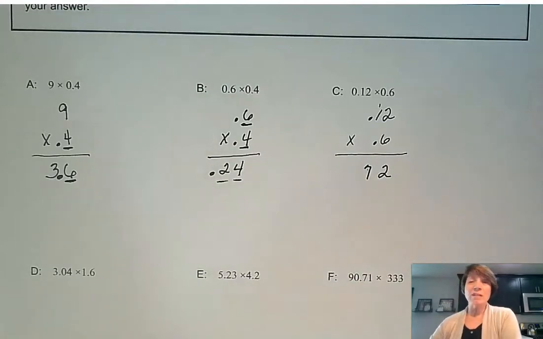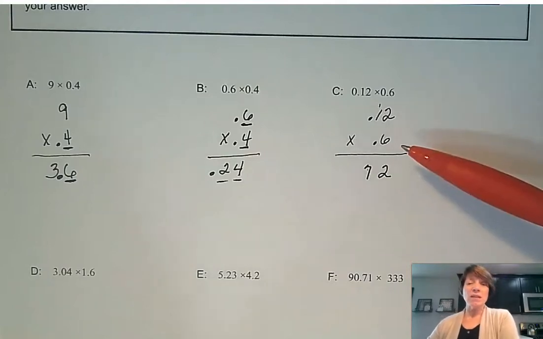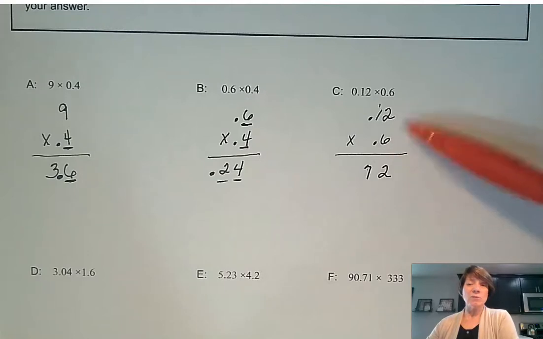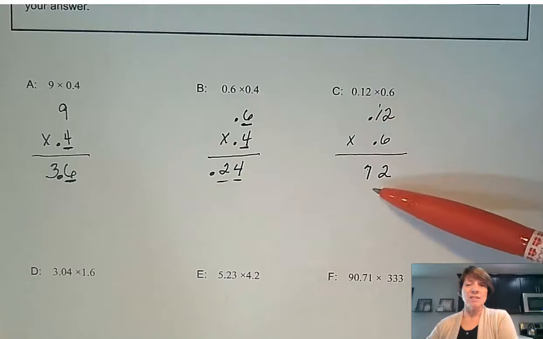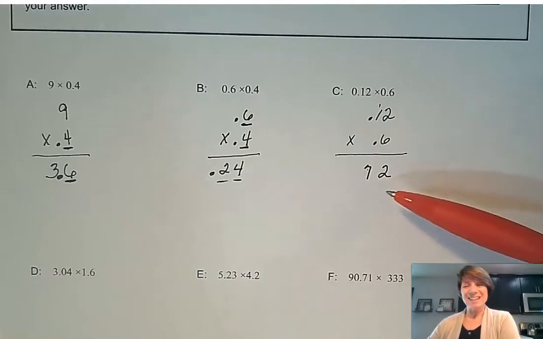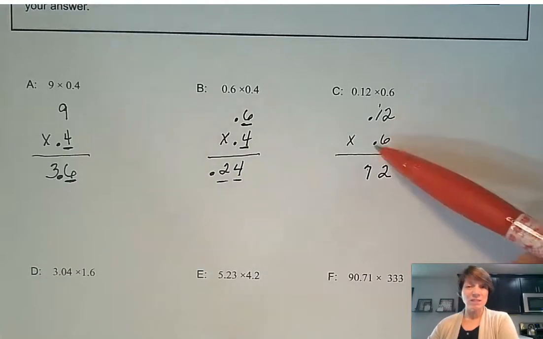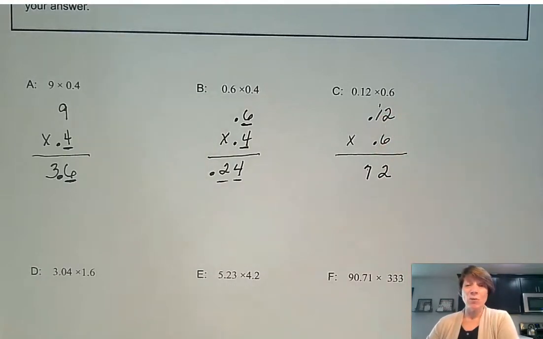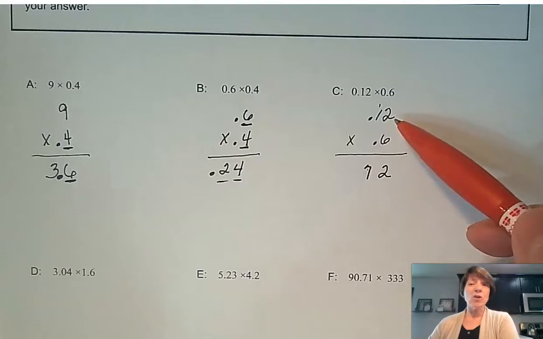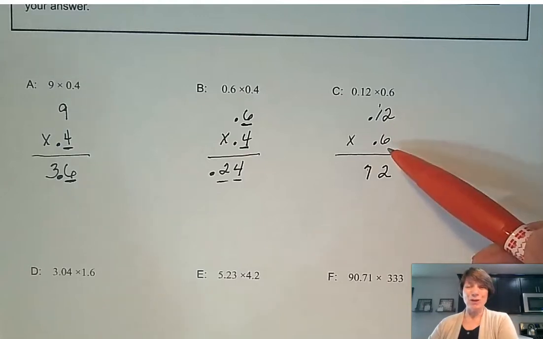Now over here I've got our next problem. We have 12 hundredths times 6/10. When we multiply 6 times 12, 6 times 2 is 12, carry my 1, 6 times 1 is 6, plus 1 is 7. We get 72. And now it's time to place our decimal. Notice I did not line up these decimals at all. I just let them fall where they would. And notice that I kept the longer number on the top and the shorter number on the bottom.